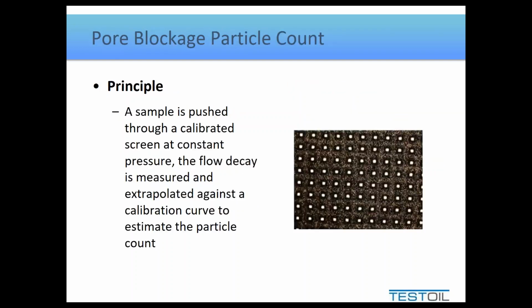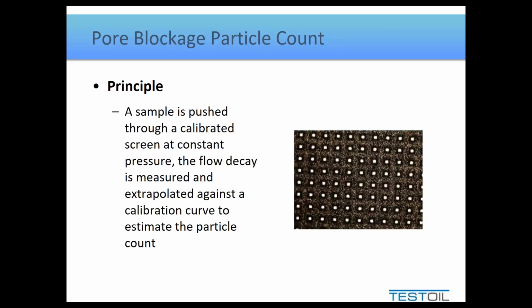Now, the other method we have for measuring particle count is what we call pore block. Some of you may have heard this referred to as flow decay. They're one and the same. The basic principle of this test is we take a screen, which you see pictured off to the right, and it is calibrated so that all the pores are in the same rough dimension. We push the sample through the screen at a constant pressure, and what we measure is how fast the flow decays. By taking the flow decay, we extrapolate against our calibration, where we assume, and again, here's where the assumption comes into this test, a linear distribution of particles.